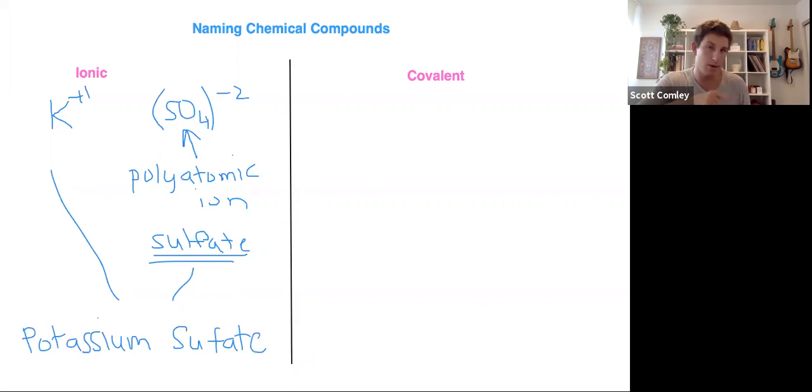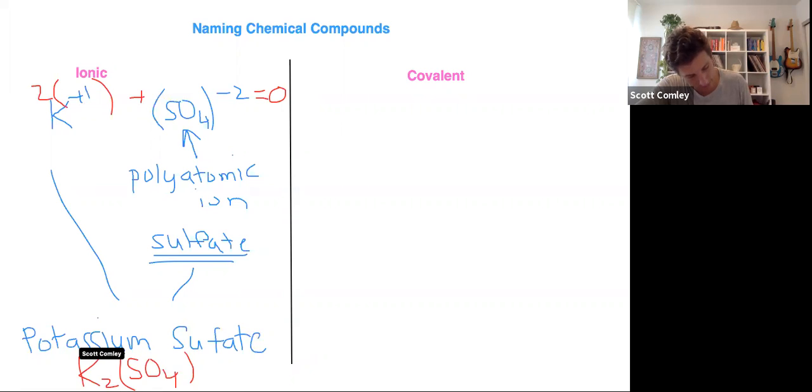If it's a +1 going with a -2, wow. Just keep getting it right. There's 2 +1s that go with a -2 that equals 0. So it's a K2, and you could write it as SO4 in parentheses, but you don't need them. You only need parentheses if there's a number outside, if I needed more than one sulfate. But I don't, so that's okay.